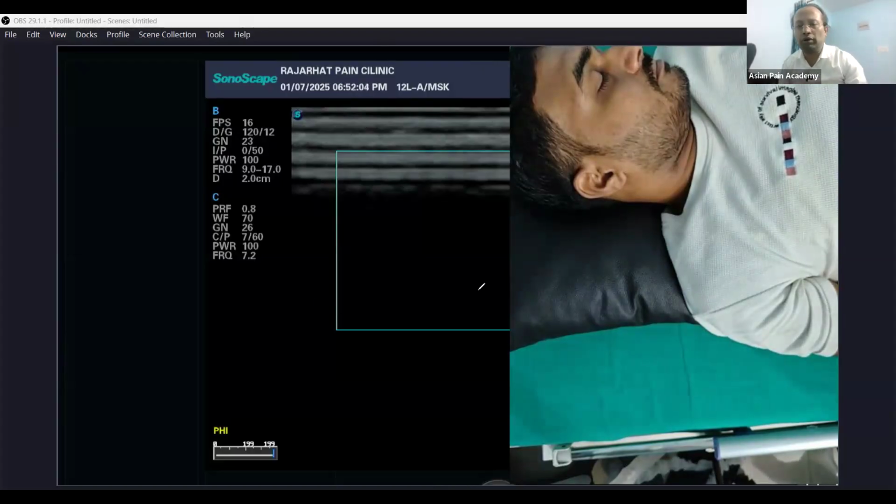Last time when I showed you, just a minute, stop here. I showed you the supraorbital nerve. Was it showing correctly, or was this type of picture coming? Half picture. No, just a minute. See, profile. What is this?